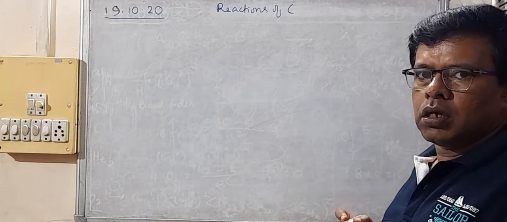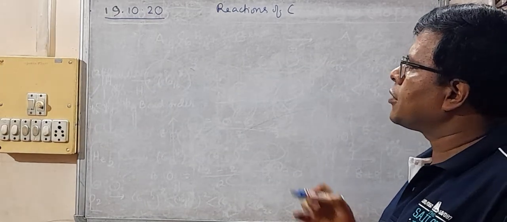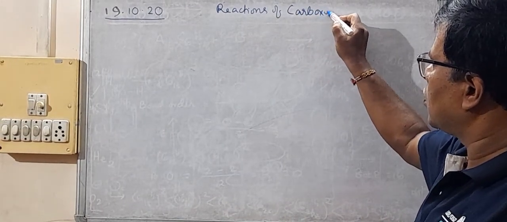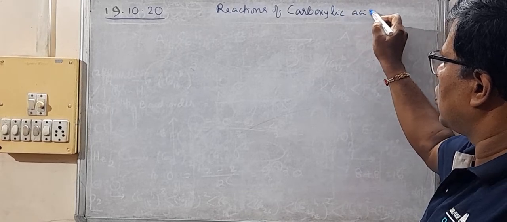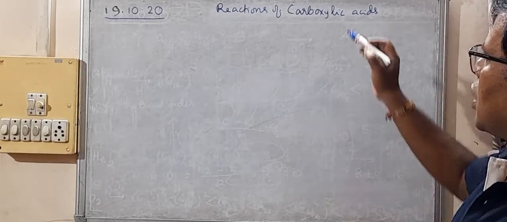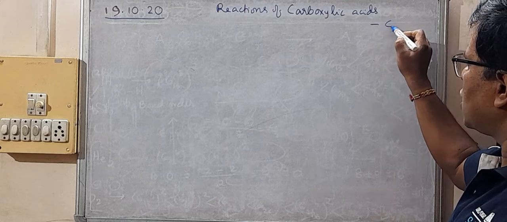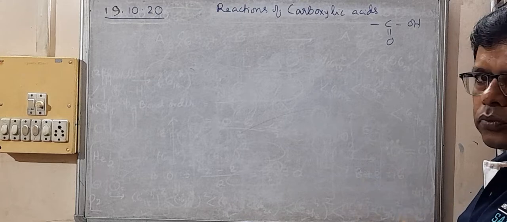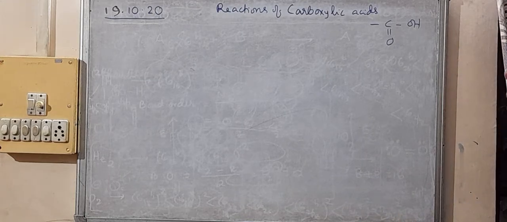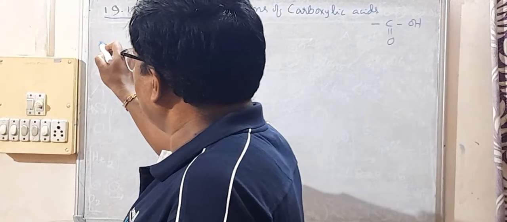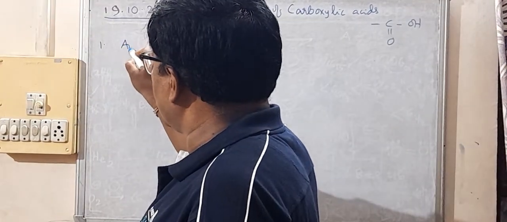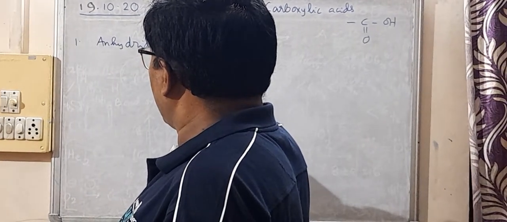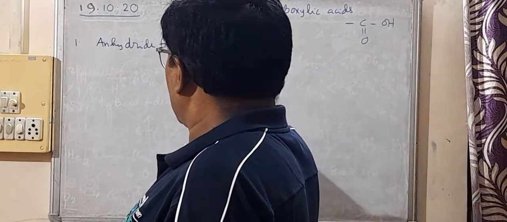Okay, good evening, children. Now, here we are going to discuss reactions of carboxylic acid. Carboxylic acid, as you know, has got this functional group. So, the first reaction that we discuss is anhydride formation.